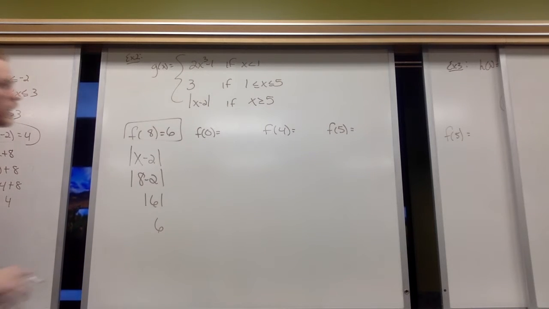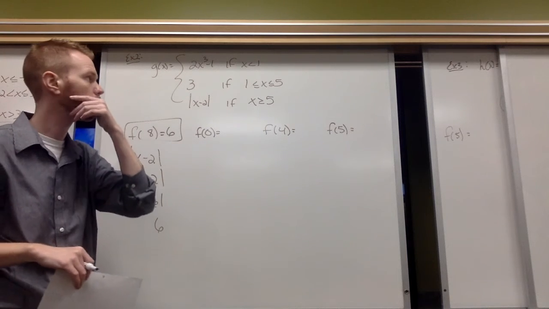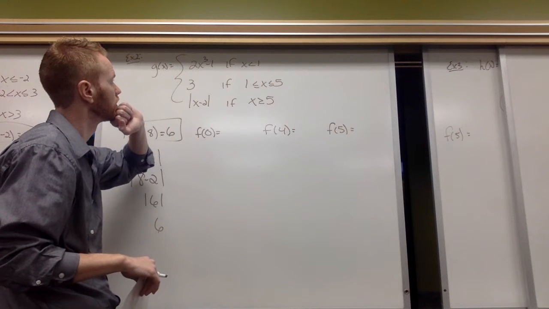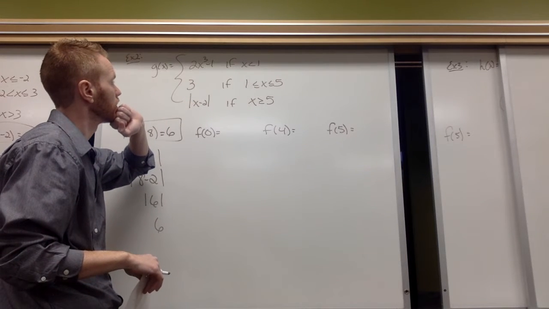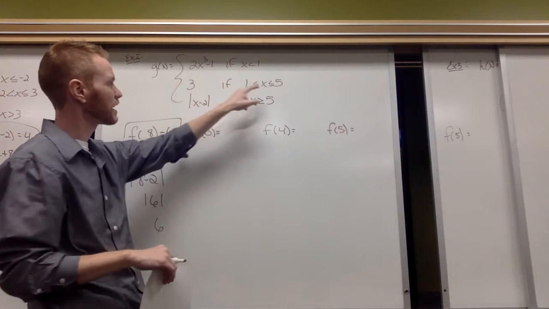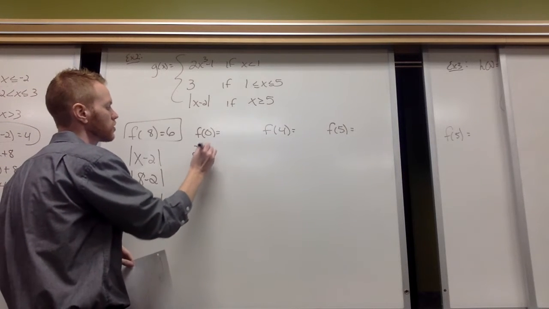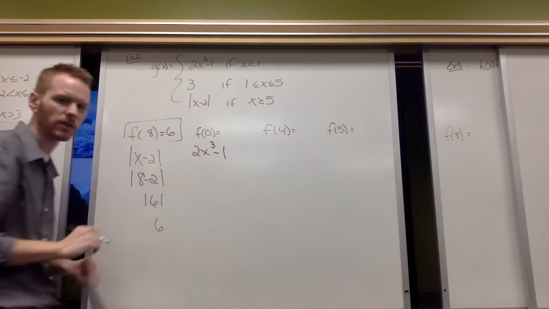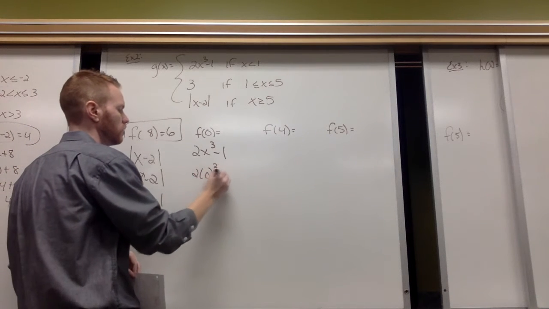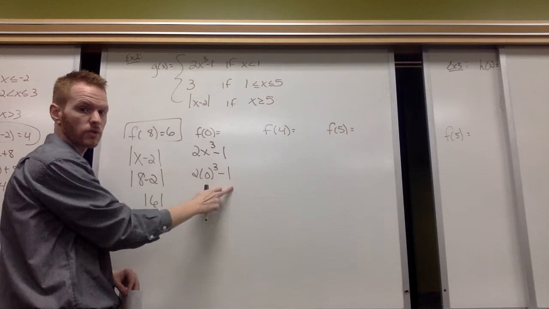Okay, let's keep going. 0. Which one of these functions is allowed to have 0 in it? Well, not the top one. It has to be less than 1. Okay. Well, actually, no, I think it is the top one. I misspoke. I'm sorry. Because this guy's between 1 and 5, and this has to be bigger than 5. So it is the top one. So it would be 2x cubed minus 1. That's the function I'm allowed to use, that part of it. So 2 times 0 cubed minus 1. And then this is gone, right? So it's just -1.